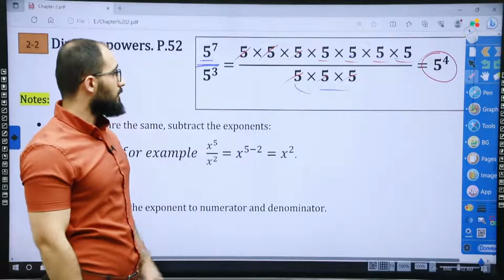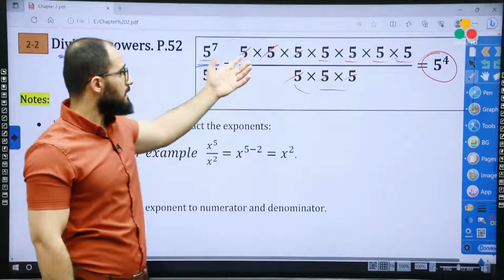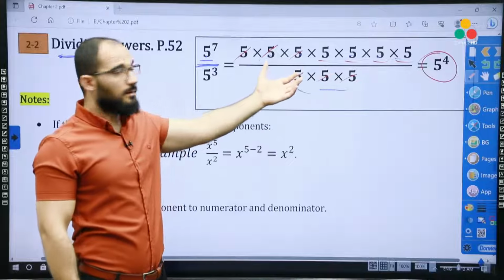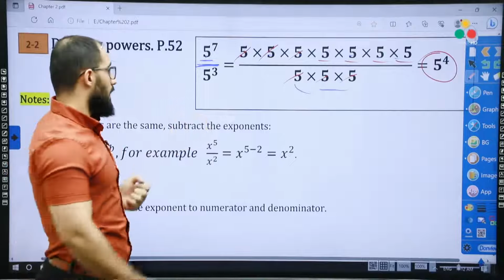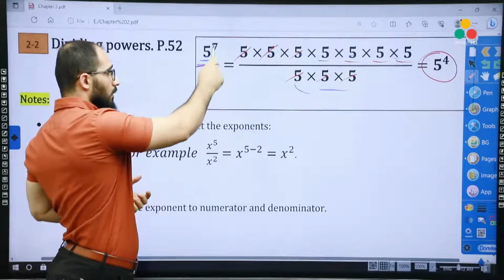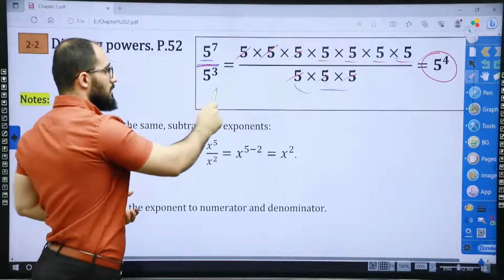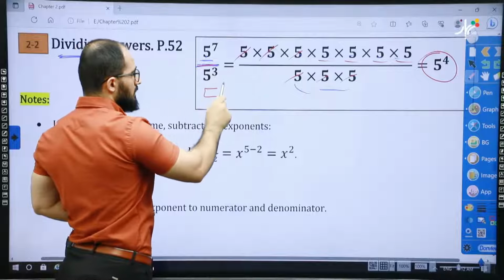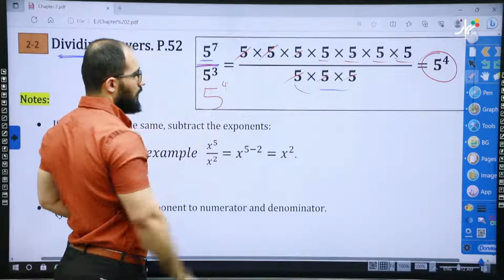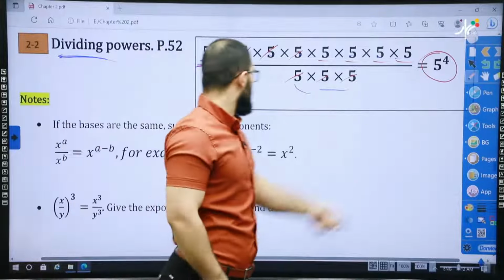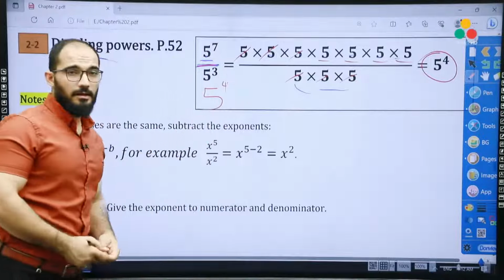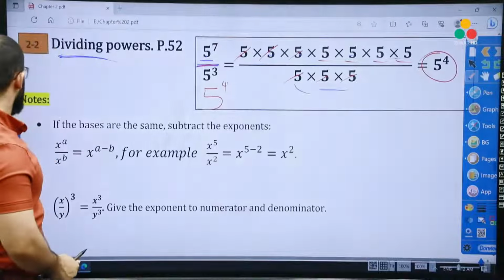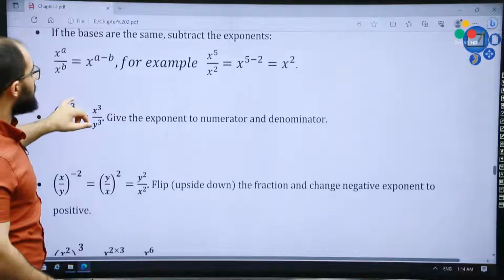But we don't have to write all the examples in the expanded form. We have the rule that says if we are dividing powers, we subtract them. So easily, write down the base 5, and 7 minus 3 is going to be 4. This is the result. Then let's check the notes and the rules.